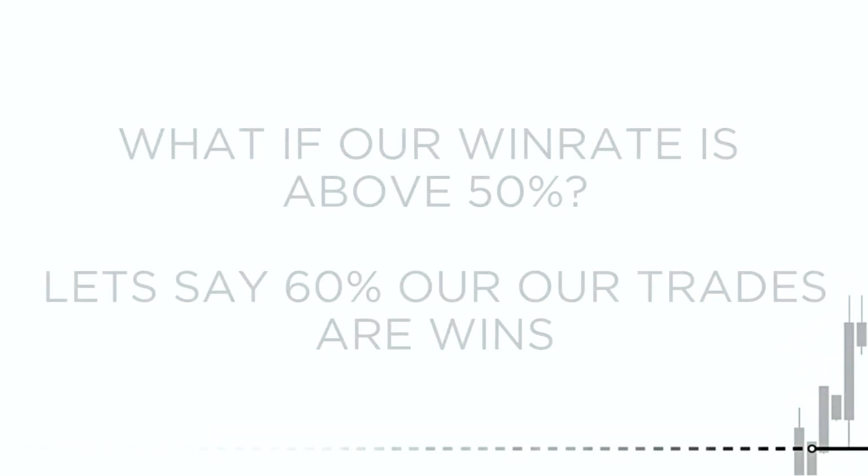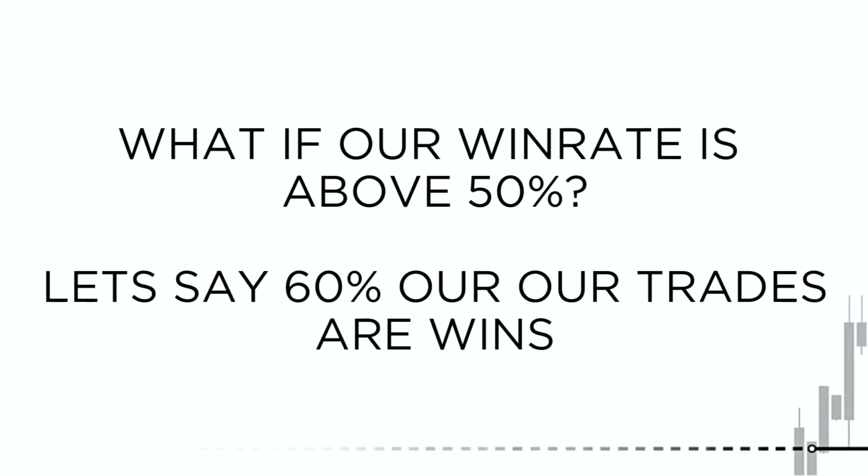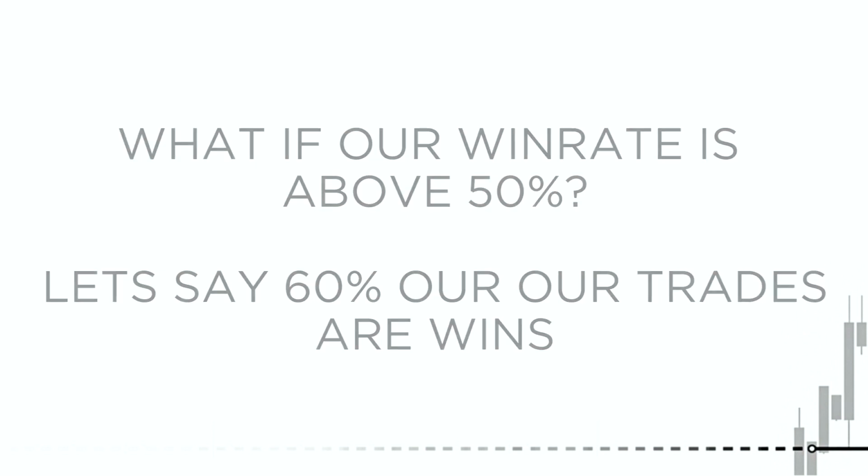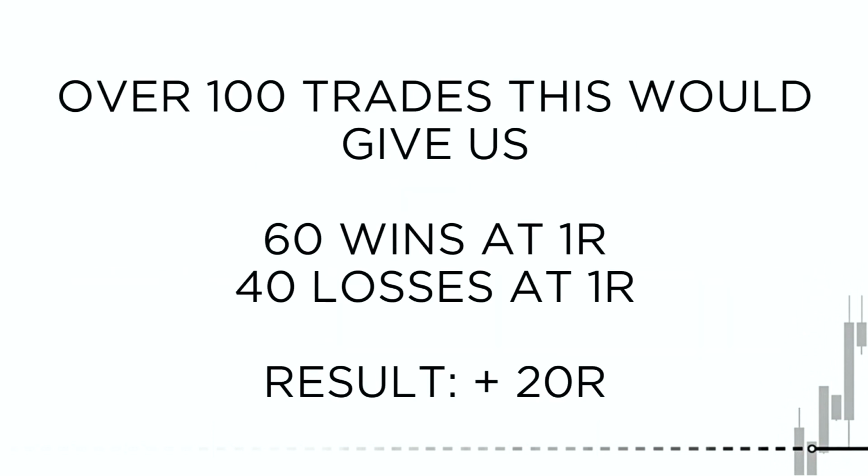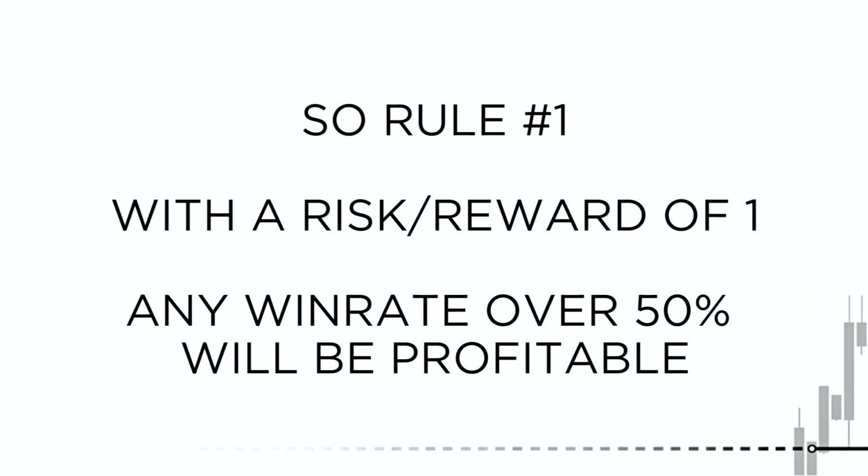But what if we had a win rate of, say, 60%? Well, over 100 trades, we've won 60, we've lost 40. If we've got an equal risk and reward, then surely we're profitable. And yeah, you'd be right. So with a simple R value of 1, anything over a 50% win rate is going to make us profitable.